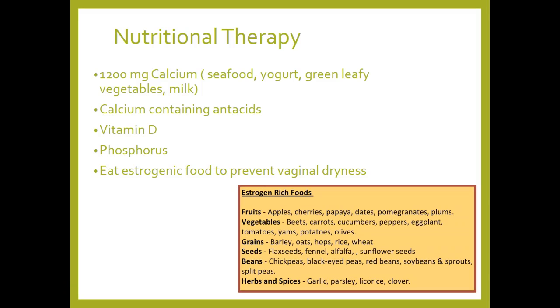We also know calcium doesn't work without vitamin D, so these individuals need to be taking in a sufficient level of vitamin D or taking a supplement. Phosphorus also works along with vitamin D and calcium as well. We want them to eat estrogenic foods, and that will help them to prevent vaginal dryness and other issues. So note this chart here at the bottom of this slide, and this will explain to you some different types of estrogen-rich foods.